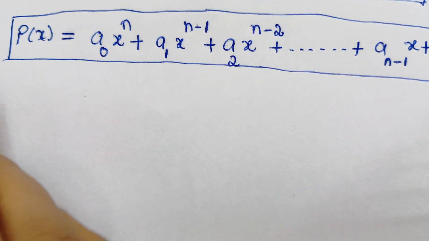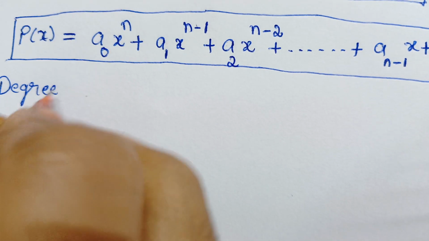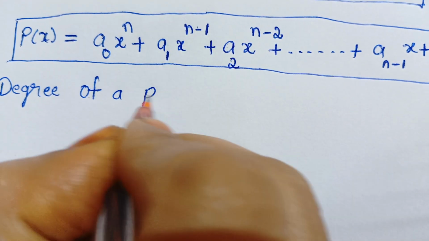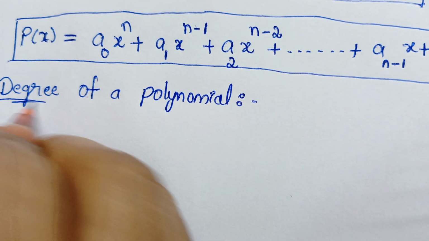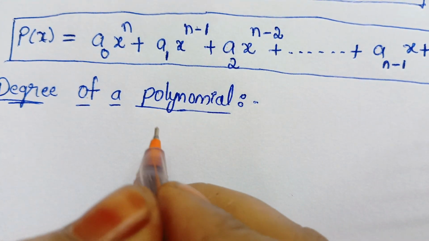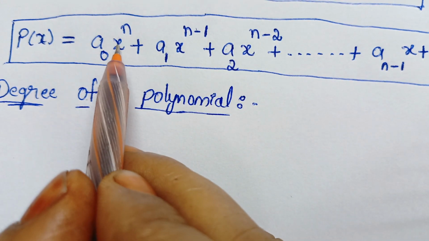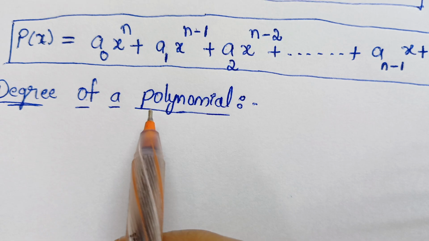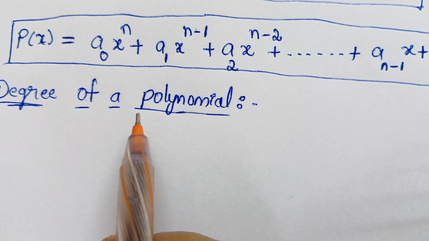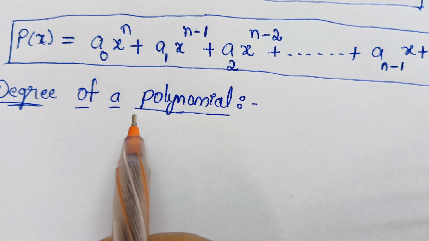Okay. Now the degree of a polynomial. What is the degree of a polynomial? That means, for a polynomial in terms of x, the highest power of x is considered the degree of the polynomial. Let us consider any polynomial: the highest power of x in that polynomial, that number is the degree of the polynomial.